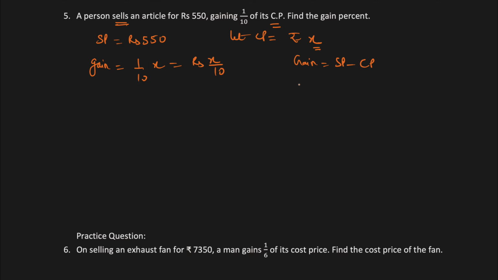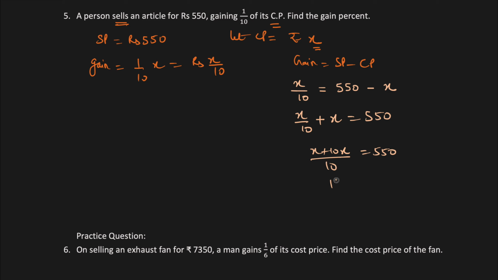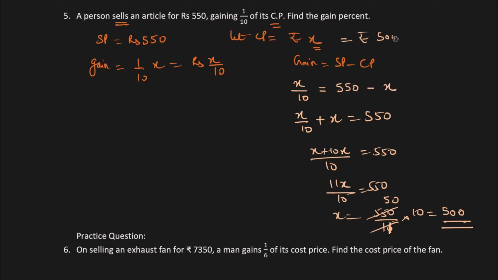So gain we have X by 10, SP is 550, CP is how much? X. So transposing, X by 10, bring X here, so it will become plus X, 550. Take LCM 10, X plus 10X is equal to 550, so you will get 11X by 10 is 550. So how much is X? 550 by 10 into 10 by 11. So that's 50. So CP comes out to be rupees 500. So we got our CP as rupees 500.